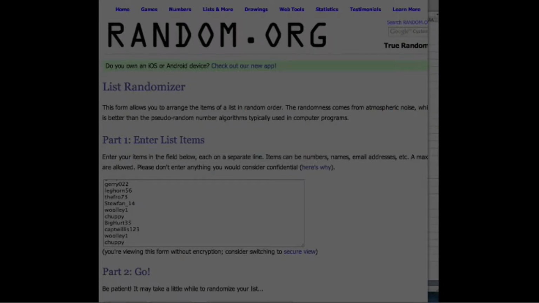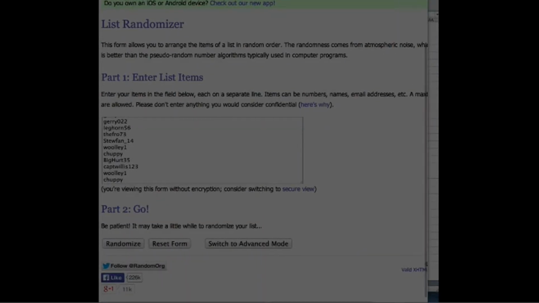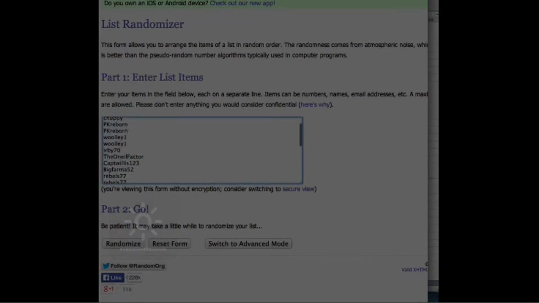Okay, here you go, guys. Here's everybody in the break. Let's see if we can make this a little brighter for you. Here's everybody in the break.